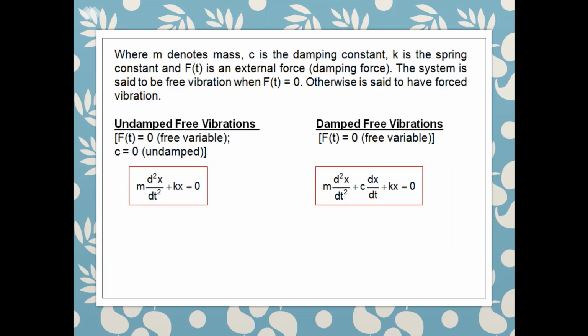The system is said to be free vibration when the external force f(t) is equal to 0. Otherwise, it is said to have forced vibration. For the undamped free vibration model, both f(t) and c are equal to 0. Therefore, the equation is m d²x/dt² + kx = 0.